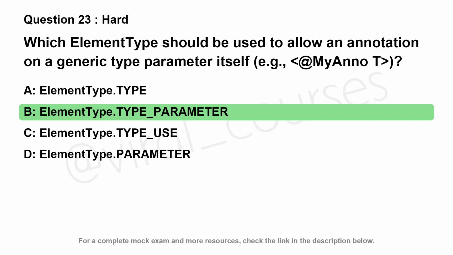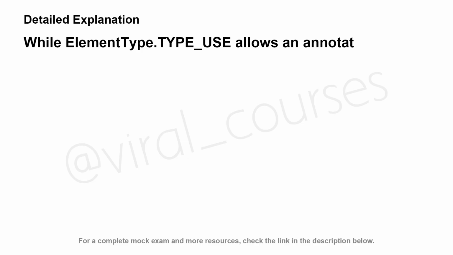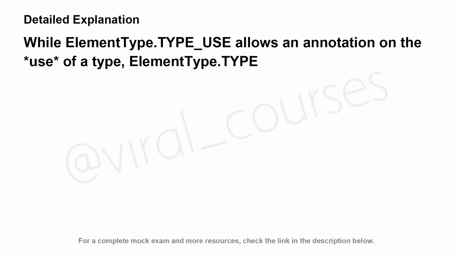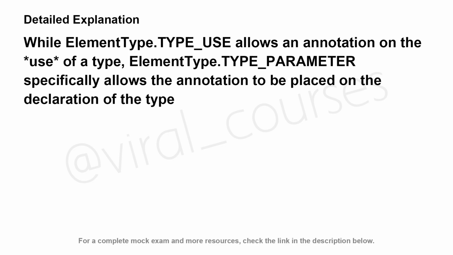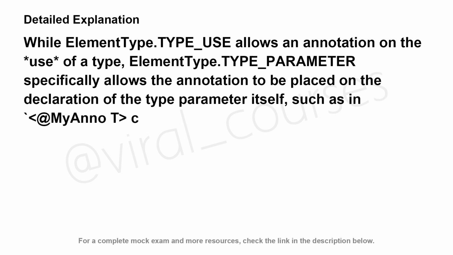The correct answer is B. While ElementType.USE allows an annotation on the use of a type, ElementType.TYPE_PARAMETER specifically allows the annotation to be placed on the declaration of the type parameter itself, such as in `<@MyAnnot T> class MyClass<T>`.